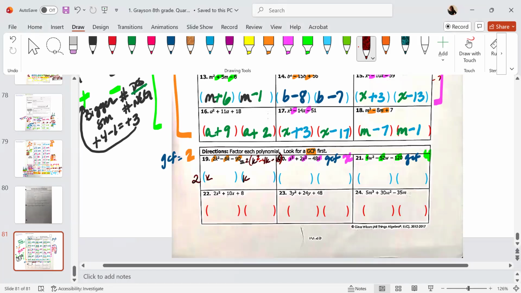What times what gives you a negative 45? But when you add it, it's a negative 4. I could do a 9 and a 5. A negative 5 and or negative 9 and a positive 5. Do you see that? Will that give you a negative 4? Yes. Minus 9 plus 5. This is your answer. Does that make sense? Do you see that? Find the greatest common factor. Take it out. Do you see that?